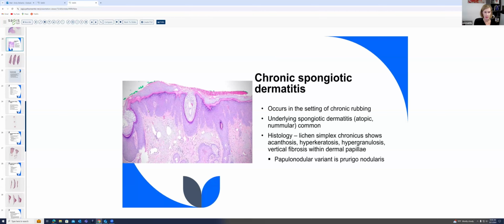Chronic spongiotic dermatitis is seen in the setting of chronic rubbing, and the findings are very characteristic histologically and consist of hyperkeratosis, often with parakeratosis, hypergranulosis, acanthosis that can be irregular but possibly somewhat regular, and fibrosis within the papillary dermis. And the papulonodular variant of this would be prurigo nodularis.